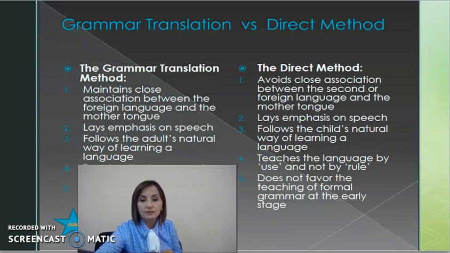And the next difference is it teaches formal grammar from the very beginning in grammar translation method. But in direct method, it doesn't favor the teaching of formal grammar at the early stage.